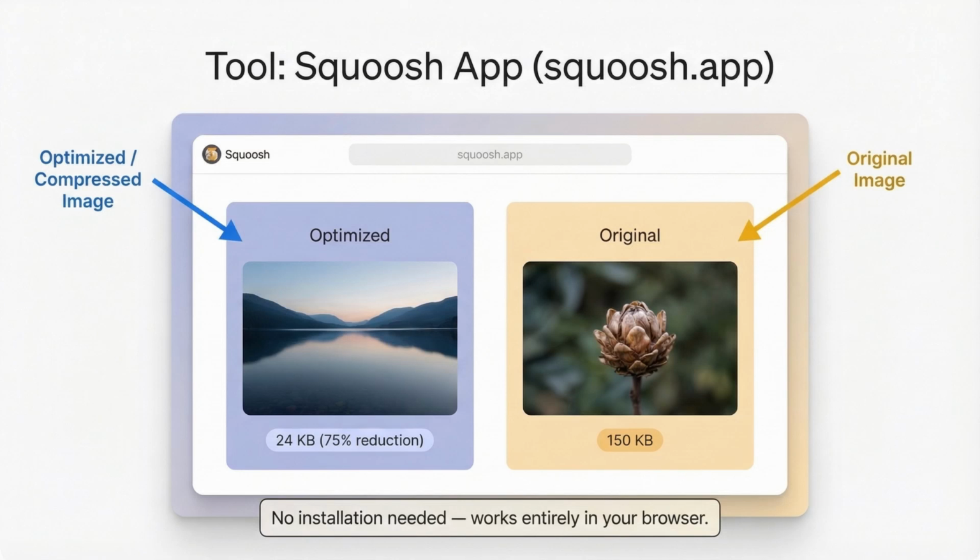You drag and drop your image in, and Squoosh immediately shows you a comparison. The left panel is your output, the compressed version, and the right panel is the original. You can drag the divider between them to compare quality at any point in the image. It's a fantastic tool, and the instructor highly recommends it.